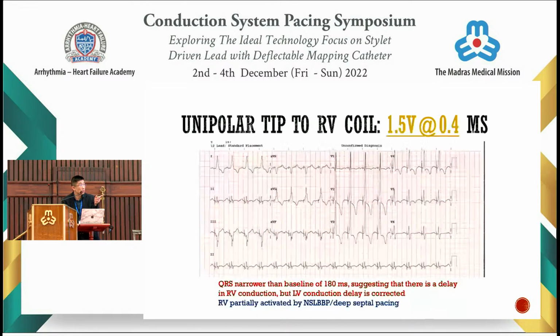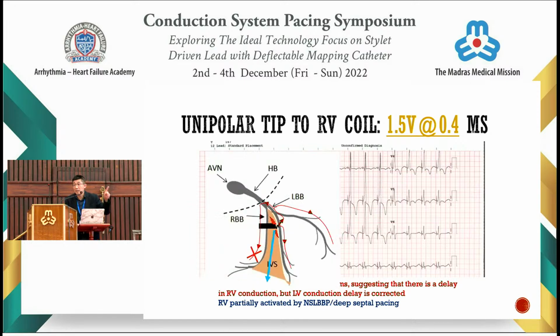Similar to it, but yet it is narrower. Okay, why is that so? This is the ECG, so it's still narrower than the baseline, which is about 180 milliseconds. That's because we have another wavefront now with the non-selective left bundle. That wavefront occurs on the left side, deep septum, and is activating the right side across the septum. So you can still narrow the right bundle that way.